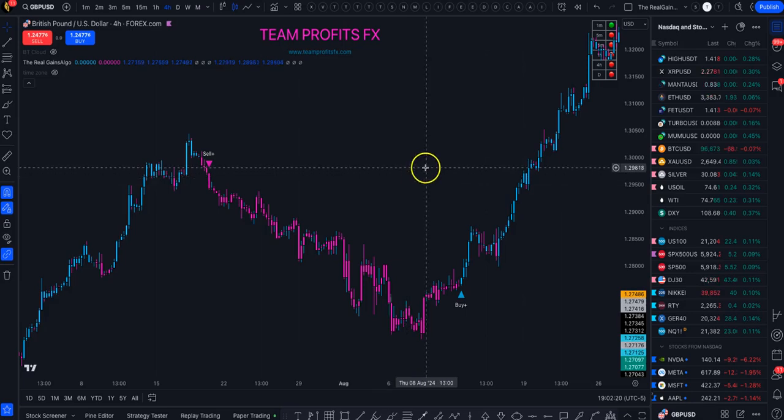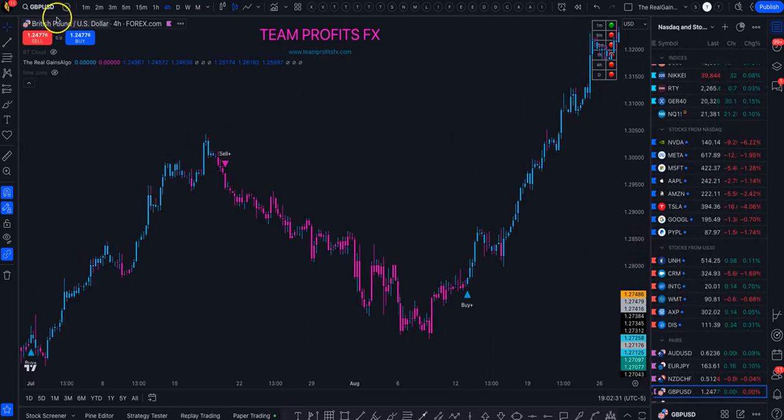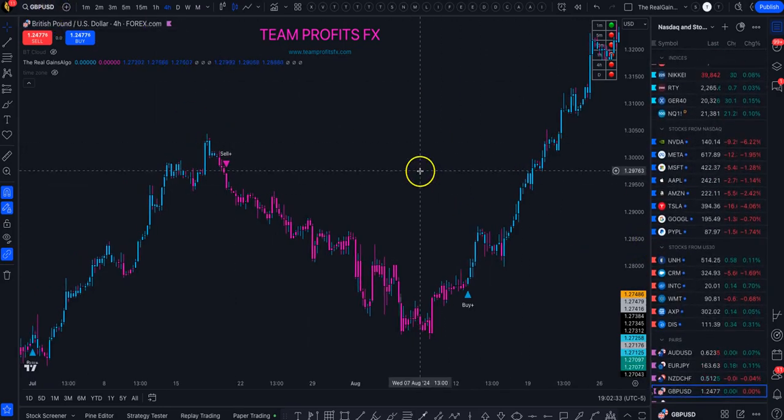Because I don't want you guys to be looking for an entry any time during the day. No, look for a specific time. For example, if you're on a GBP USD pair, you know that the pair most likely will move really nice during the London session and New York session. Why? Because it has GBP and it has USD. So this pair can move really nice during those sessions.